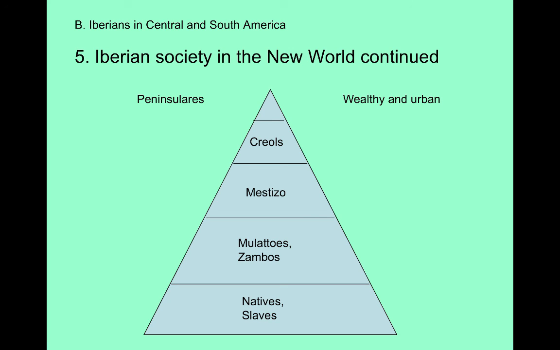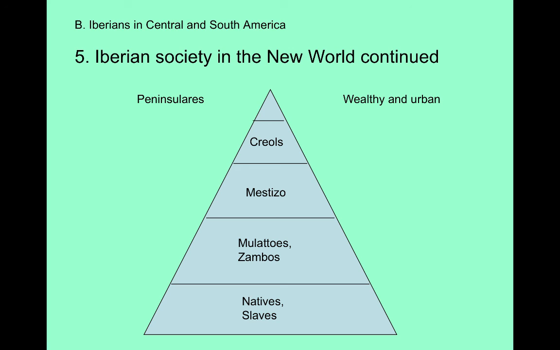They're very wealthy, and they typically, like I said, live in the capital cities or the trade cities on the coast. Underneath them, we have the Creoles. Now, Creoles are also entirely of European descent, but the only difference is that they were born in the Americas. They're colonists. And so their parents may have been peninsulares, but now they're here, and so their children are called Creoles. Now, the Creoles still have very high social status.